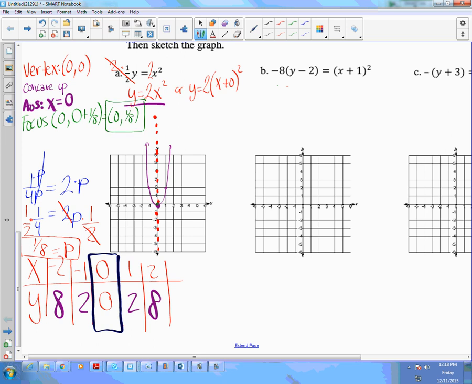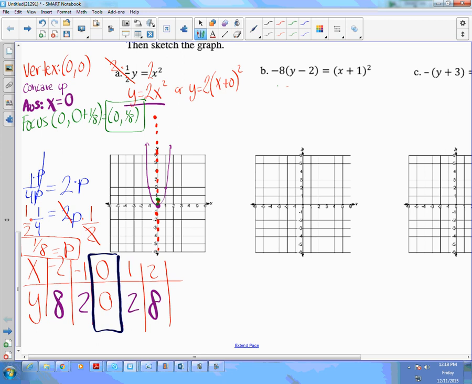(0, 1/8). Which, when you graph it, is barely above the vertex, inside the parabola. So make sure it's on your graph. Just barely above the vertex.